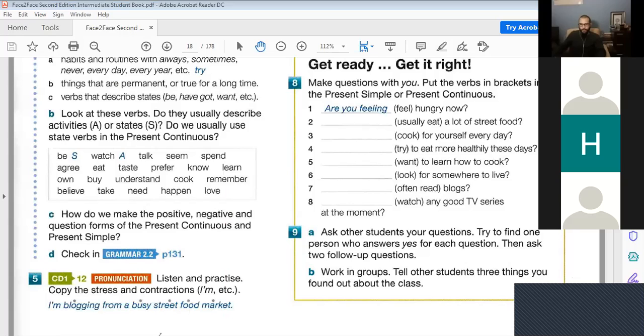I'm blogging from a busy street food market. I am blogging for a busy street food market. Okay. I'm sitting in one of Mexico City's busy parks.